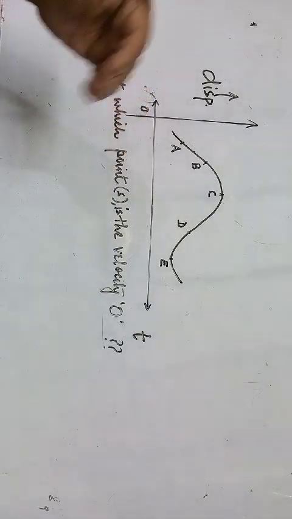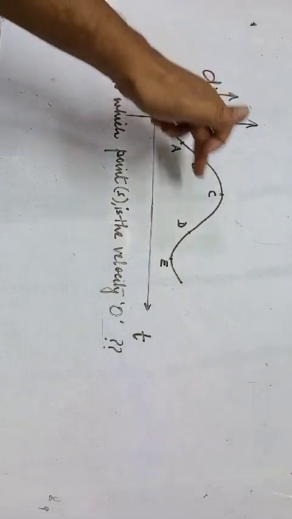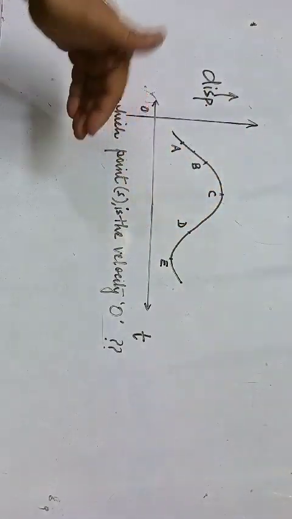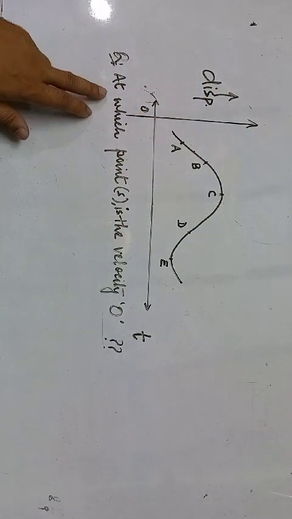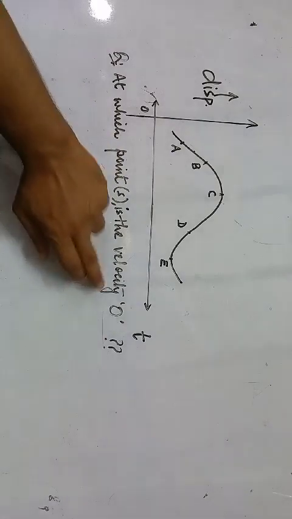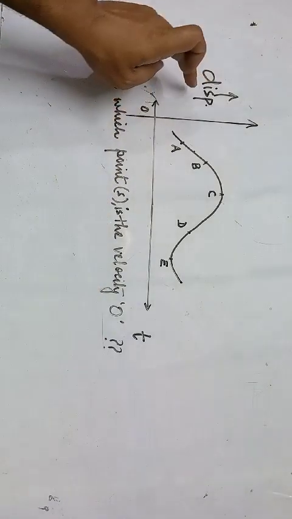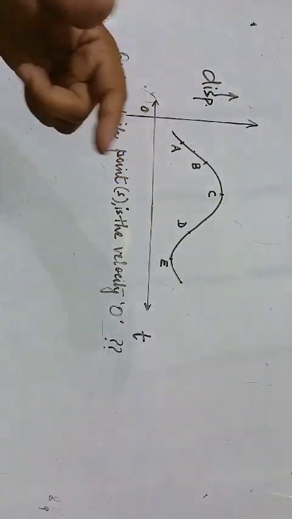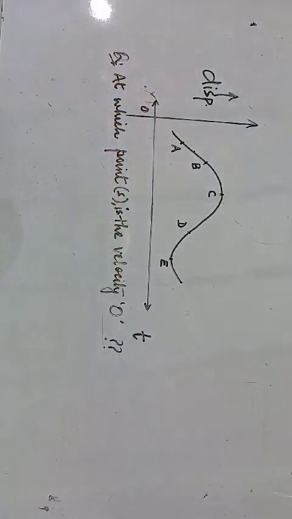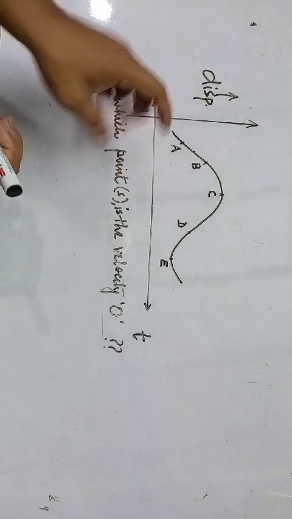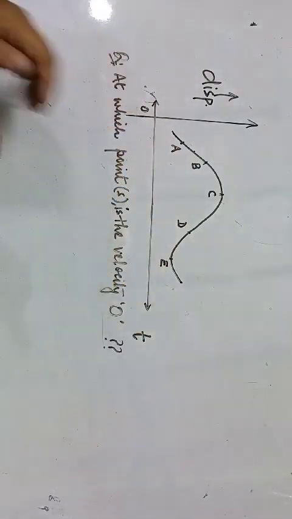Okay, so your answer can be a single point, A, B, C, D, E, or a combination of number of points where the velocity is zero. Okay, so the question is at which point or points is the velocity zero. Remember, they are asking for the velocity to be zero and the graph is given between displacement and time. Okay, so you must have a very clear understanding of how you get velocity from displacement versus time graph.